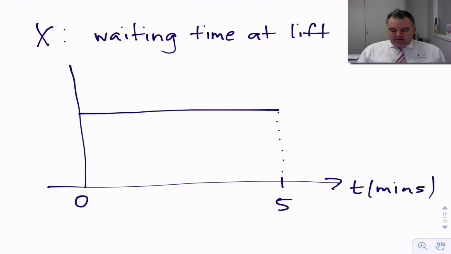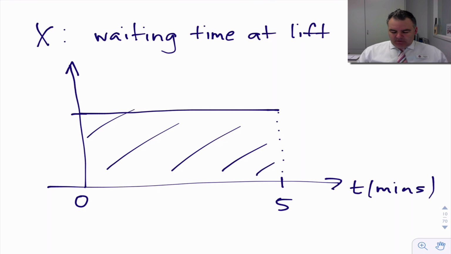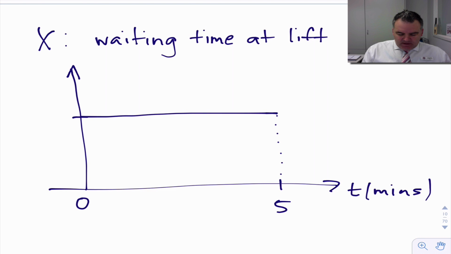So again, because this is a probability density function, we know that the area under that curve has got to be 1. Therefore, we know that this value on the axis here must be 1/5 or 0.2 in order for that area to be 1. So now I can answer questions like this. We've got our probability density function. What's the probability I wait between 2 and 3 minutes for the lift? So 1, 2, 3, 4.